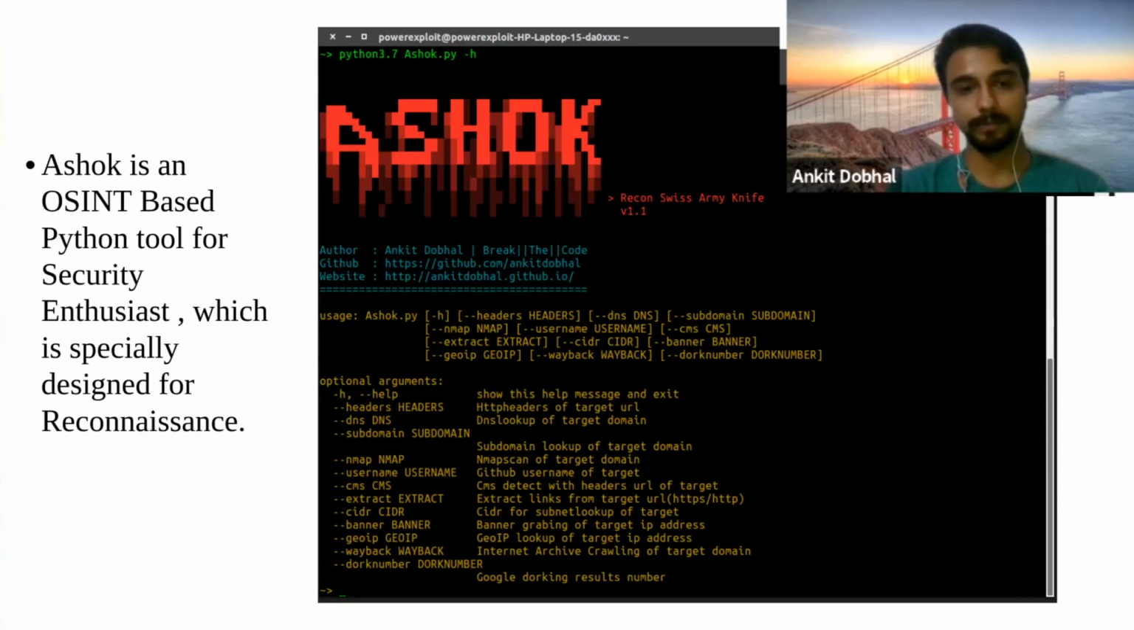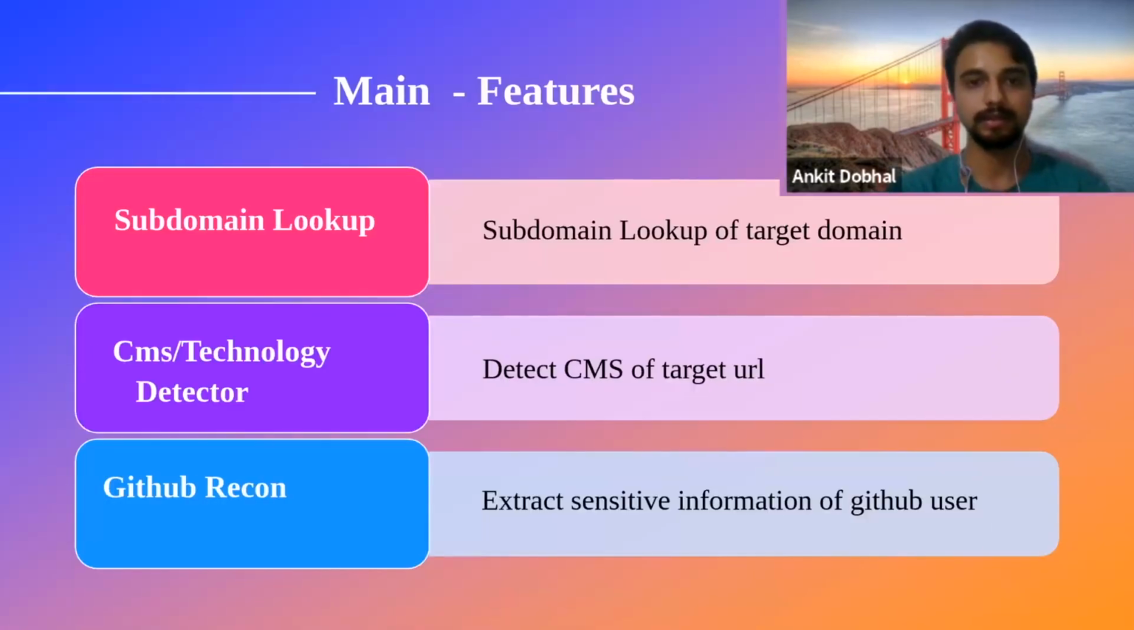In the image you can see there are several options like headers. You want to identify the HTTP headers, or you want to look up your DNS. Then we have some cool features like identifying subdomains, and identifying all the open ports in a target. There are a lot of options, but we will just discuss some main features that I have added in the current version of Ashok, which is 1.1. There are three main features that can be used for our day-to-day security research tasks.